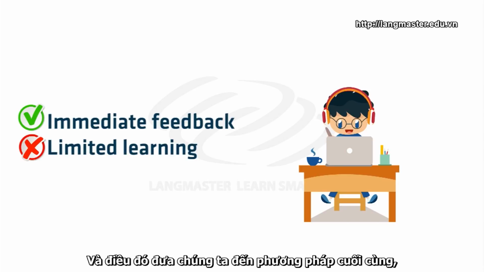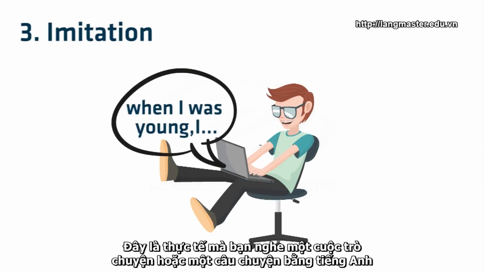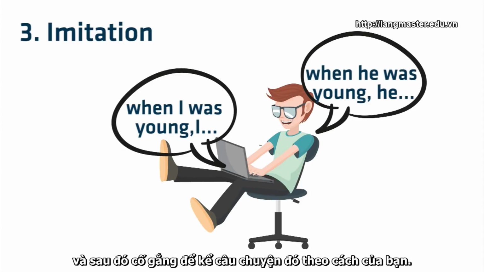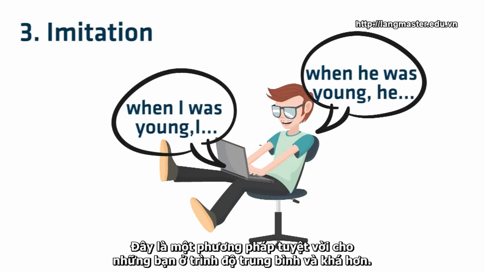When that happens, you're going to need to use a different method in order to keep getting better. And that brings us to the last method, which is called imitation. This is the practice where you listen to a conversation or a story in English and then try to tell that story in your own words. And by doing so, you get to learn grammar, vocabulary, and other aspects of English. This is a great method for intermediate and advanced speakers.